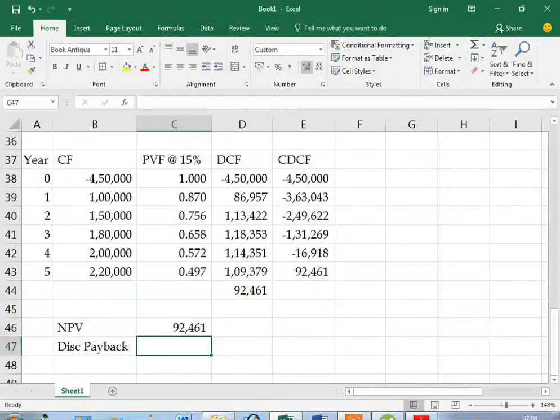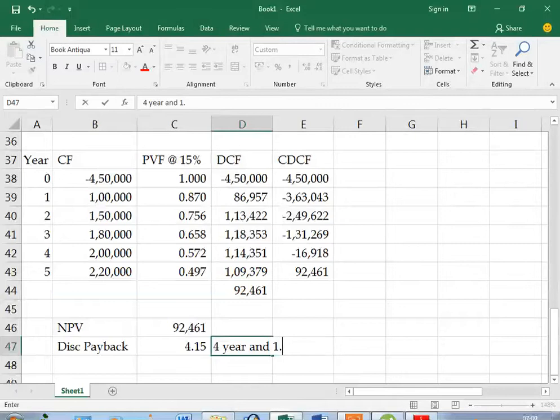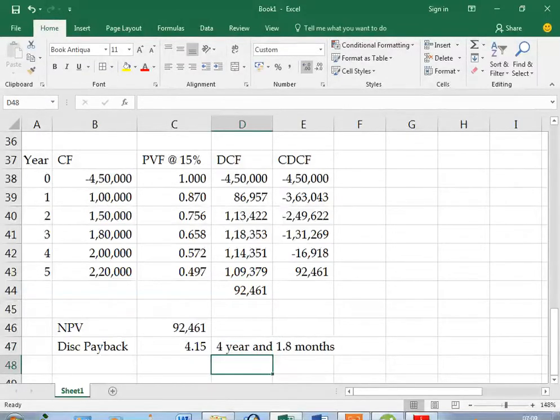Discounted payback is base year plus unrecovered discounted cash flow of base year divided by discounted cash flow. Payback was base year plus unrecovered cash flow of base year; here it is base year plus unrecovered discounted cash flow of base year. Which is the base year? Last year in which cumulative cash flow is negative. 4 plus unrecovered discounted, how much negative in year 4? 16,918 divided by the discounted cash flow of next year, not the normal cash flow, which is 109,379. This is my discounted payback, which is 4.15 years, or 4 years and 1.8 months. Any doubts on this?